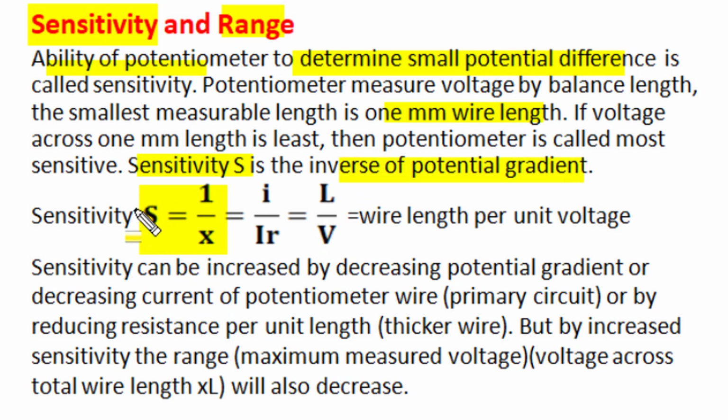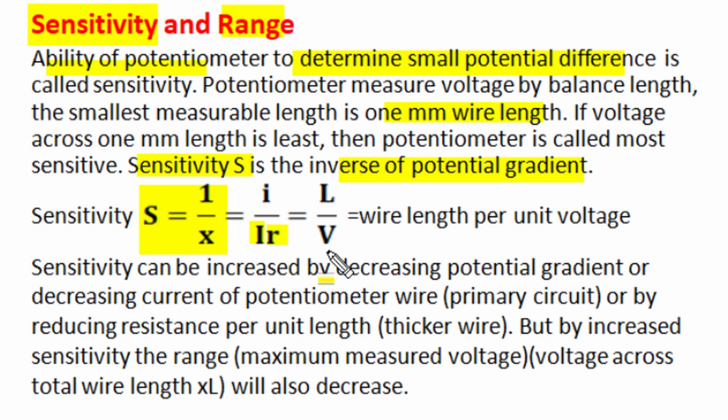Now one can increase sensitivity by decreasing potential gradient, and potential gradient is the product of potentiometer wire current and resistance per unit length. So potential gradient can be decreased by decreasing this product, and this product can be decreased by decreasing either the current in the primary circuit, by increasing rheostat resistance or decreasing source voltage, or we can also reduce potential gradient by reducing per unit length wire resistance by using thicker wire for the potentiometer wire. So the lower the potential gradient, the higher the ability of the potentiometer to measure smaller voltage.